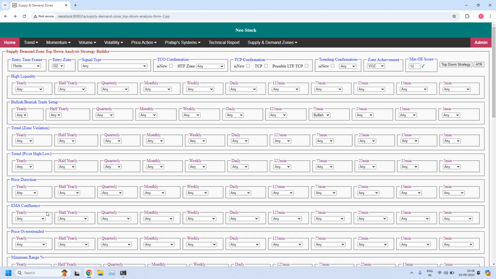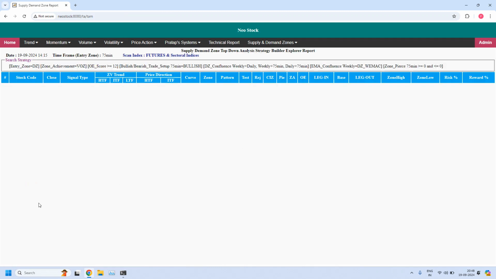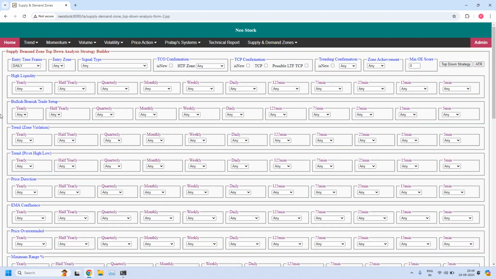Let's verify. In the weekly EMA confluence, where is it? In weekly, I am enabling the filter weekly demand zone with weekly EMA confluence. So none of the stocks are having weekly EMA confluence, no issues. Next, let's start with bearish trade setup for weekly income trade.